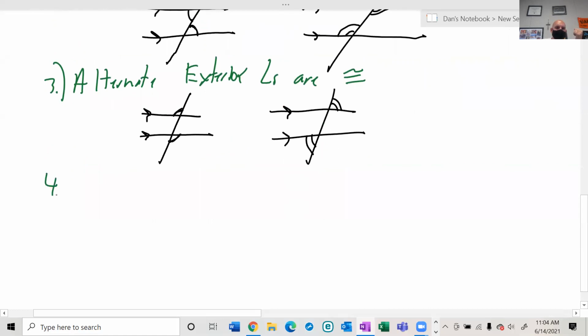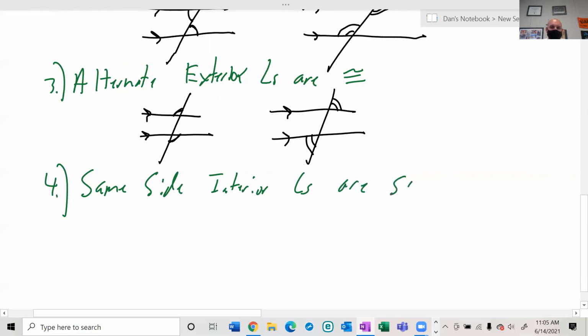One more. Same side. As opposed to alternating back and forth, same side means they're on the same side of the transversal. Same side interior angles. So angles that are on the same side, that are inside, same side interior angles are supplementary. They add together to make 180 degrees.